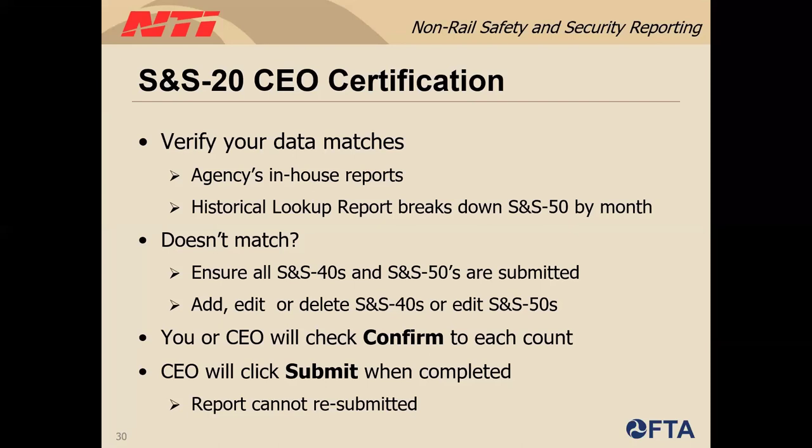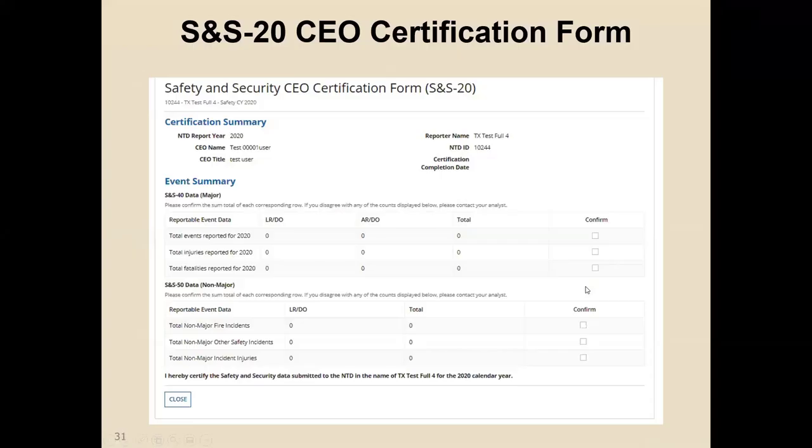And you could even look in the time series data, but that combines major and non-major data, so it would not be quite as helpful. Another thing, again, if you don't see that the numbers are quite added up, you want to make sure that all of your SNS 50s are submitted. And SNS 40s should also be submitted, but more importantly, should even show an approved option on it as well. Okay, and then all your CEO has to do once the confirmation boxes have been checked is just click on submit, and that's it. Very simple form to use.